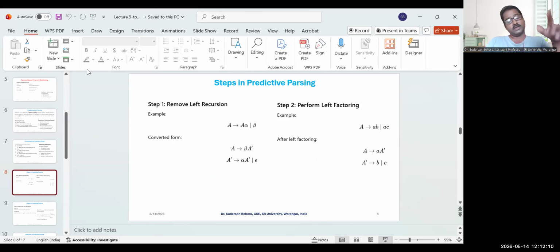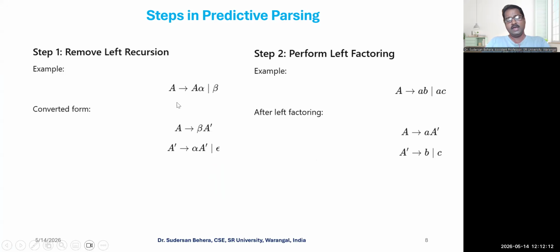How to remove left recursion? Yesterday we already discussed this. This is the formula. If there is a production A derives A alpha or beta, the leftmost A on the right hand side of the production is equal to the A present on the left hand side of the production. Both are identical, so it indicates it is a left recursive production. In that case, it uses a secondary variable to remove the left recursion. We have already seen this.